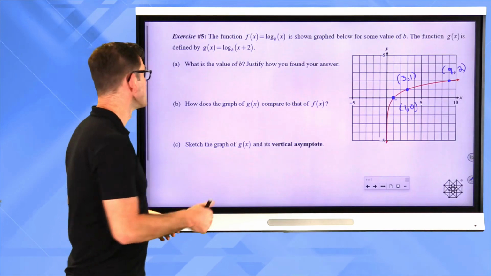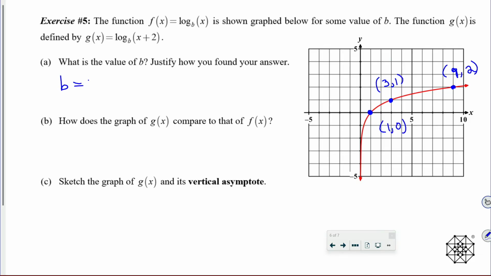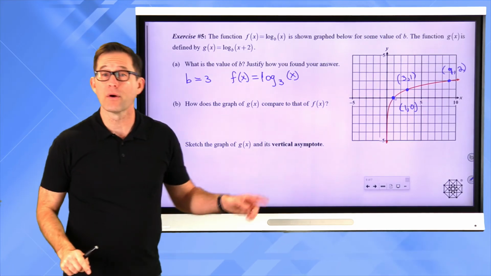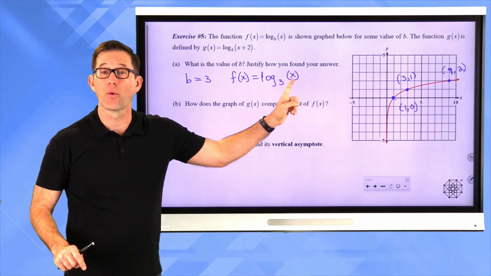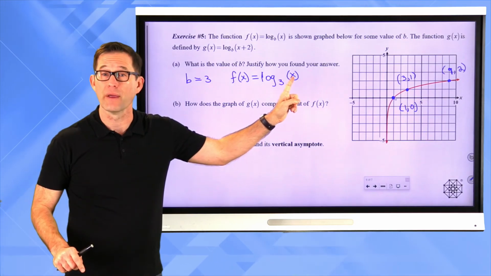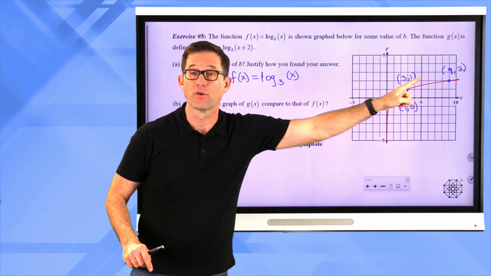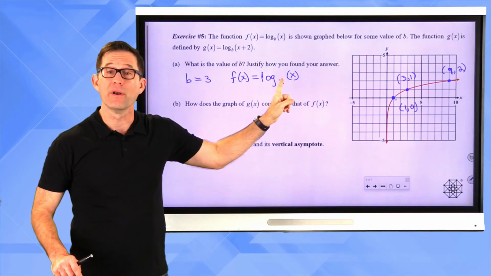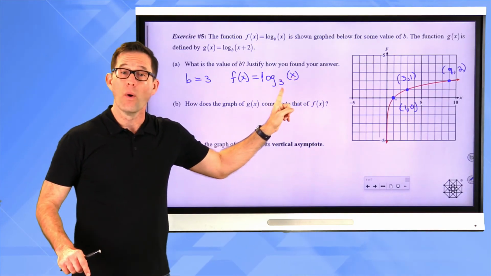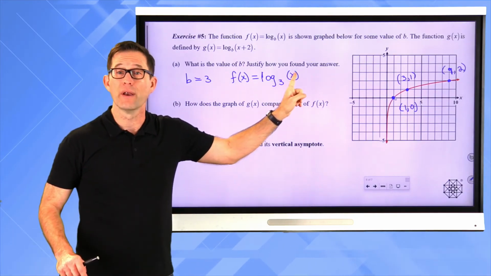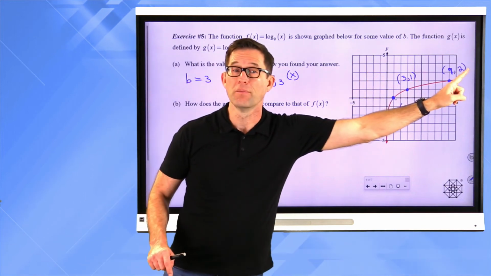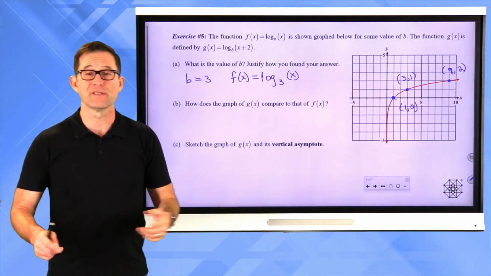Because that really tells us that b is equal to 3. And it's equal to 3 again, because think about this for a second. If I have log base 3 of x, then what power do I have to raise 3 to in order to get an input of 3? Well, I'd have to raise it to the first power. Likewise, if I put 9 in as an input, what power do I have to raise 3 to in order to get 9? Well, that would be equal to 2. So our base here is equal to 3.